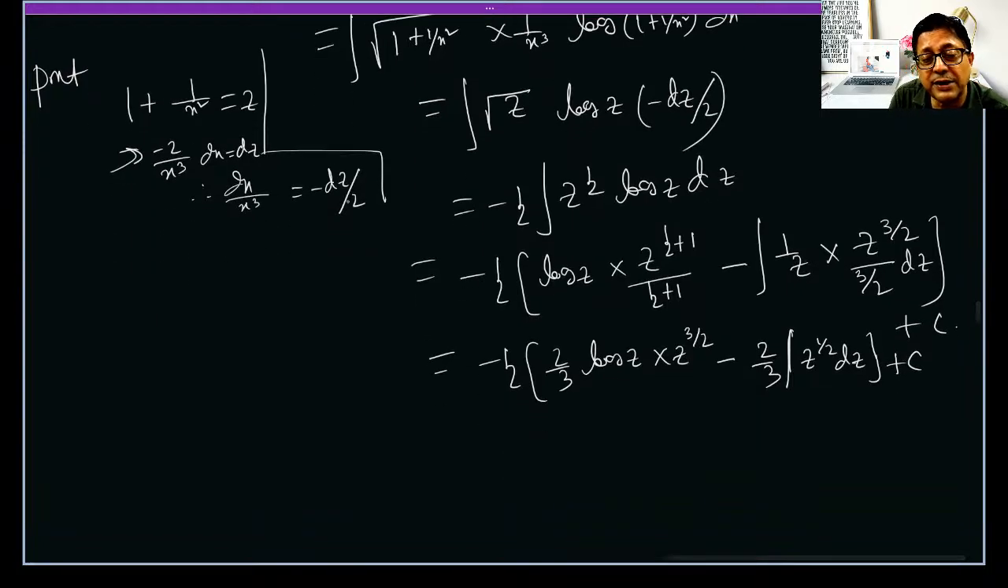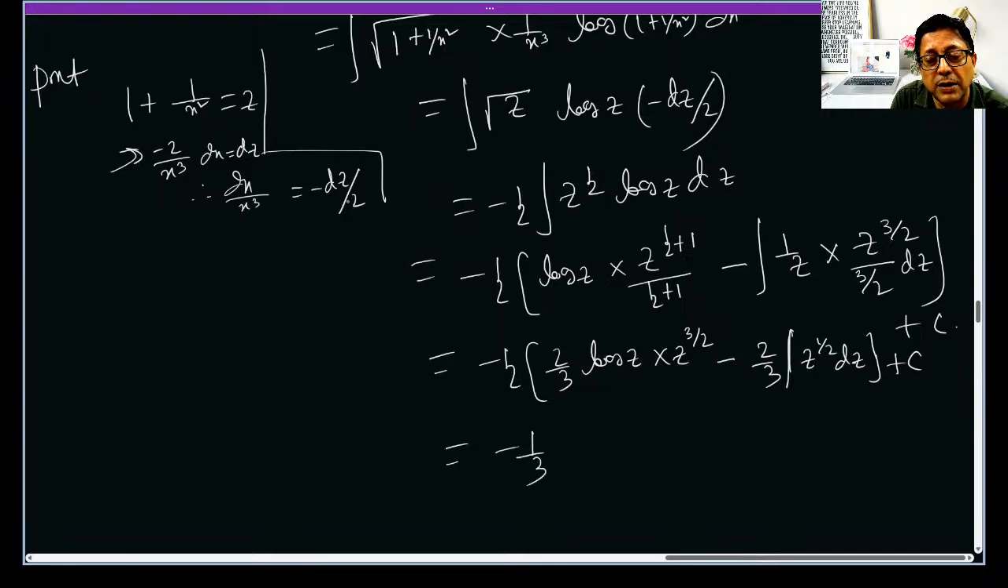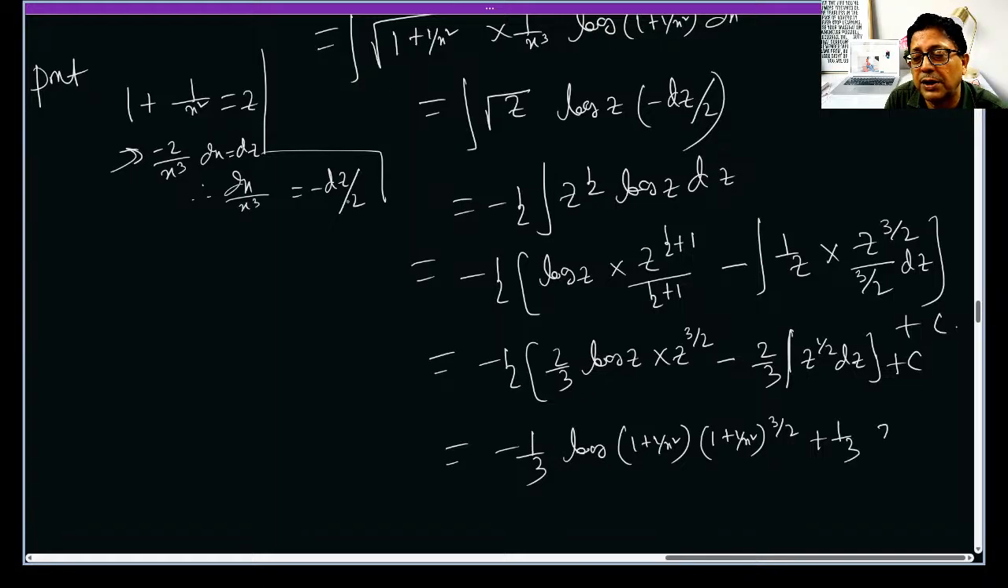So put the value of z here. Minus 2/3 into minus half, it will be plus 1 by 3, z to the power 3 by 2 by 3 by 2. Isn't it? This integration, z to the power half plus 1 by half plus 1. Just simplify it, then it will be done.